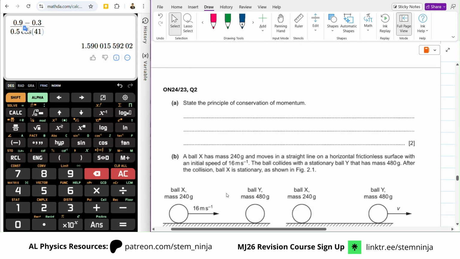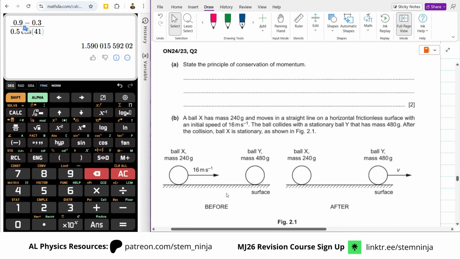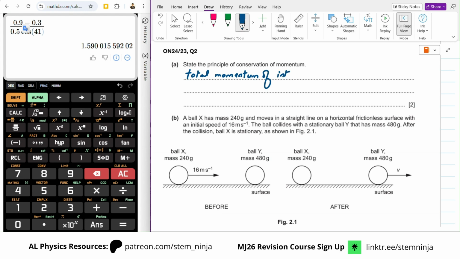We already did this. Okay. State the principle of conservation of momentum. So total momentum of interacting bodies is conserved provided no external forces act on the system.